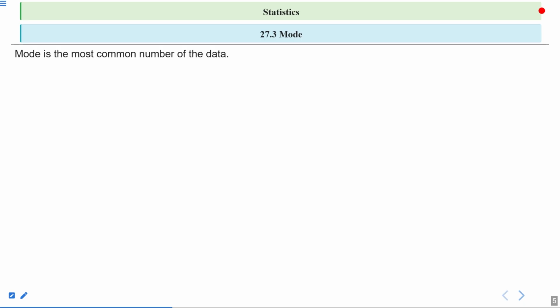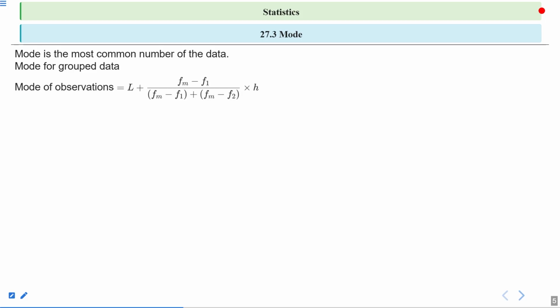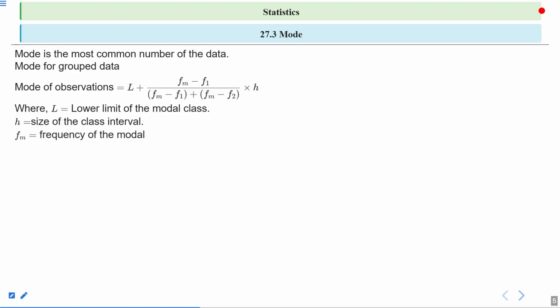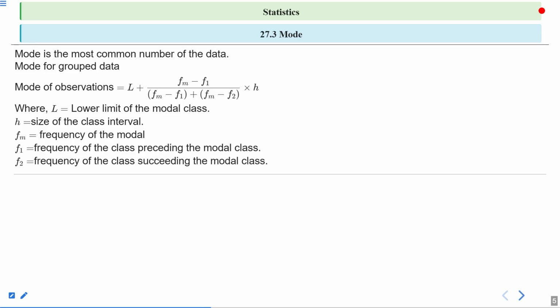Next, what is mode? Mode is the most common number in the data. The mode of grouped data is L plus ((fm minus f1) upon ((fm minus f1) plus (fm minus f2))) multiplied by h, where L represents the lower limit of the modal class, h represents the size of the class interval, fm represents the frequency of the modal class, f1 represents the frequency of the class preceding the modal class, and f2 represents the frequency of the class succeeding the modal class.